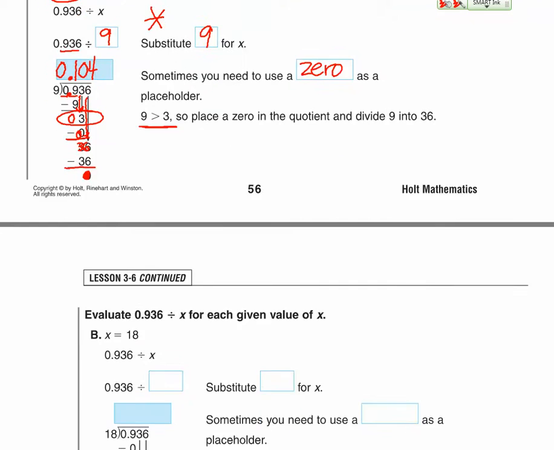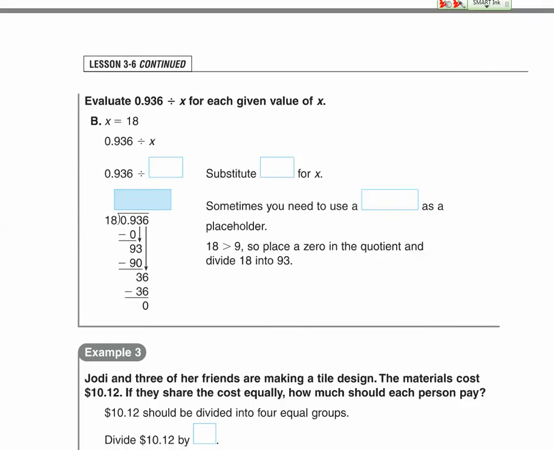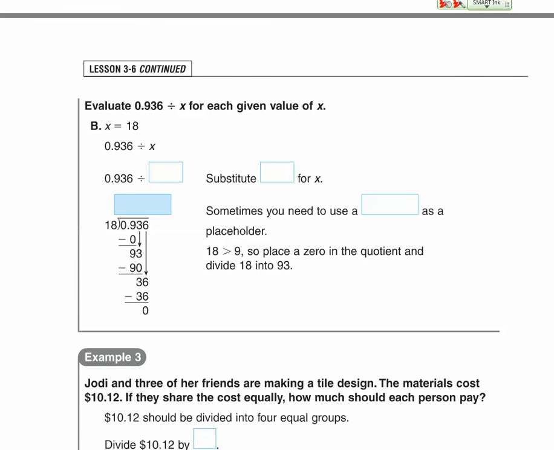Let's take a look at letter B. Doing the same thing here. This time, x is not 9, we're going to use 18. So we're going to do 936 thousandths divided by 18. So first thing, we're going to substitute 18 in for x. We're going to remember that sometimes you need to use a 0 as a placeholder when you can't do the division. And let's take a look.